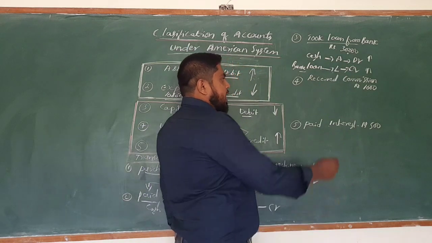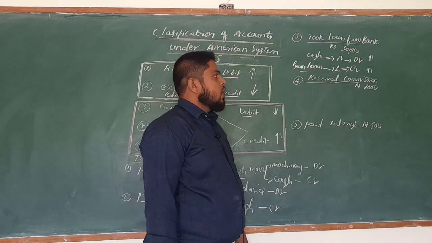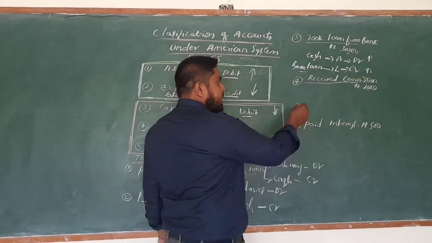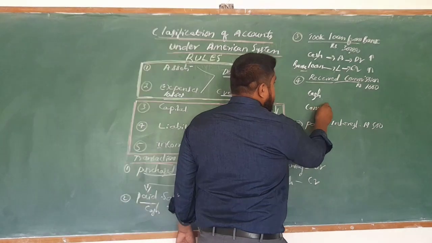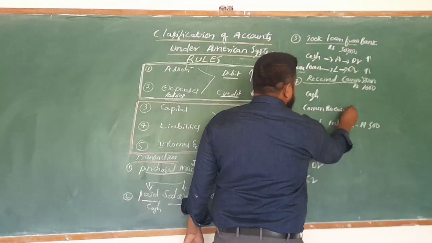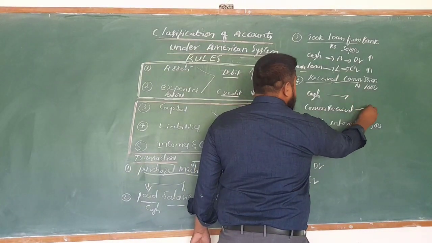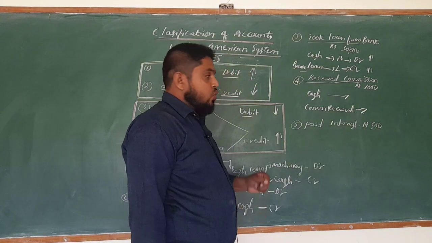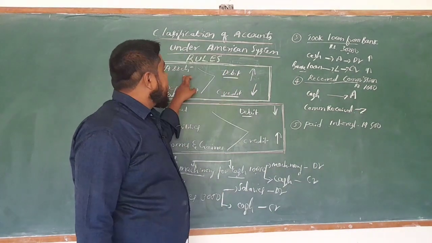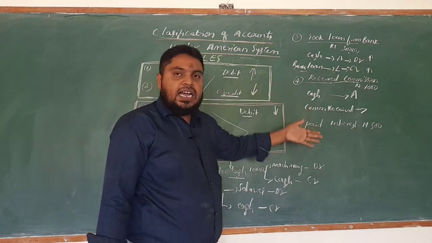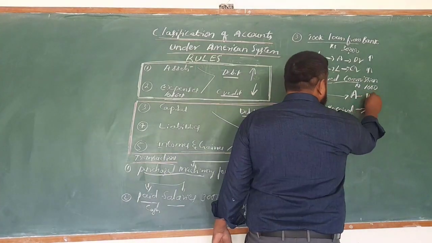Next transaction, received a commission for rupees 1,000. Received commission means we are taking the commission in the form of cash. In this transaction, two accounts are involved: one is a cash account and one more is a commission received account. Cash is an asset. Assets rules: if assets increase, debited. Cash is increasing here, since we received commission. So this is the debit side.